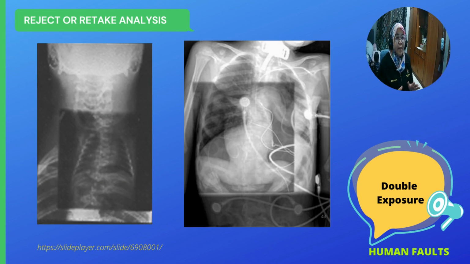This is an example of double exposure. Because of double exposure, it must be rejected. Why reject? Because if you can see in the image, chest X-ray of a neonate baby is included in the cervical X-ray of an adult. And secondly, chest X-ray and abdomen of a neonate are included in the chest X-ray adult. So this is unacceptable. It cannot be diagnosed. Must be repeated or retaken.